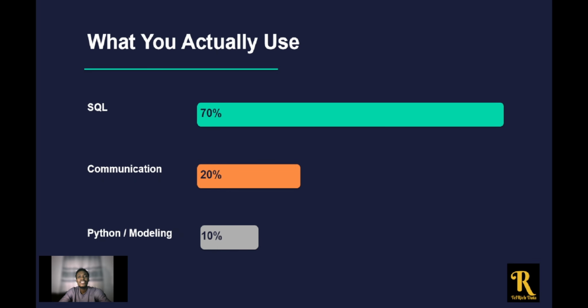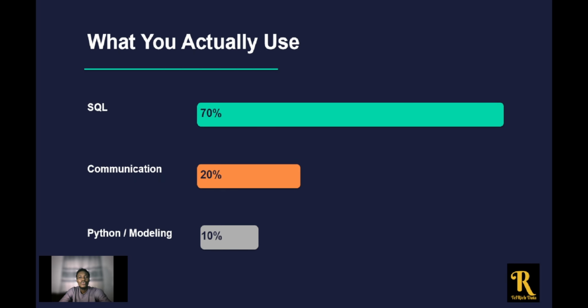About 70% of the work is SQL. You are always going to query the tables: the loan table, repayment tables, snapshot tables. You are always going to calculate metrics like days past due, bucketing loans, and building cohorts. Then another 20% is communication, translating data into decisions for non-technical stakeholders.